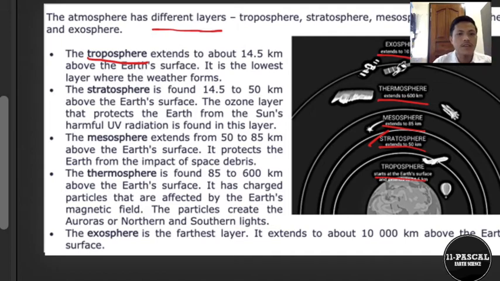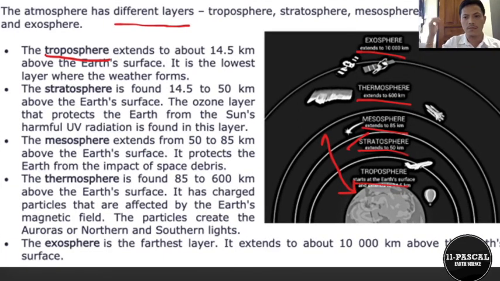Next, the mesosphere extends from 50 to 85 kilometers above the Earth's surface. From here to here, that's the mesosphere. The main function of the mesosphere is that it protects the Earth from the impact of space debris. Commonly you will see meteors at this part here. So that is the mesosphere.